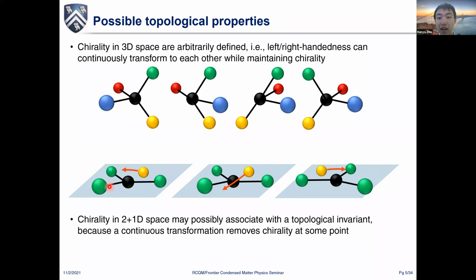In that case, in order for this rotation to be reversed to the opposite direction at a certain point, the velocity of the particle must pass a point that is its own mirror symmetry. So therefore, a continuous transformation must remove chirality at some point. If there happens to be an energy barrier there, then we can say that the chirality of this 2+1 dimension is somewhat protected.